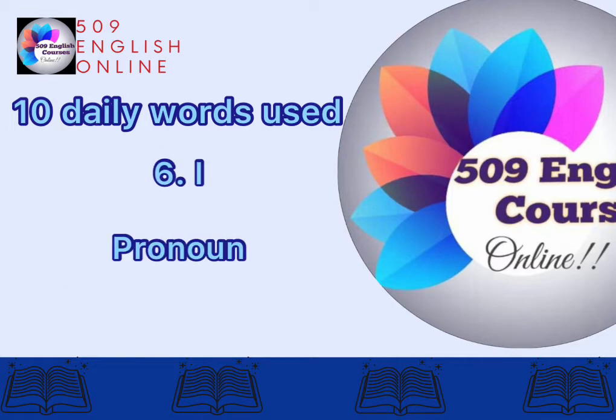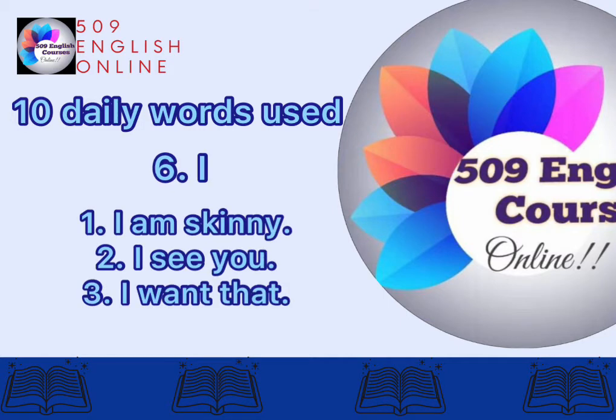I. What type of word is I? I is a pronoun. And a pronoun is a word that can replace a name. So let's look at the examples to show you what I mean. I am skinny. I see you. I want that. By saying I, I did not need to use my name so people could see who was talking. But the fact that I said I, they know it's me because I replaced my name with I. Does that make sense? Okay, let's move on to the next one.